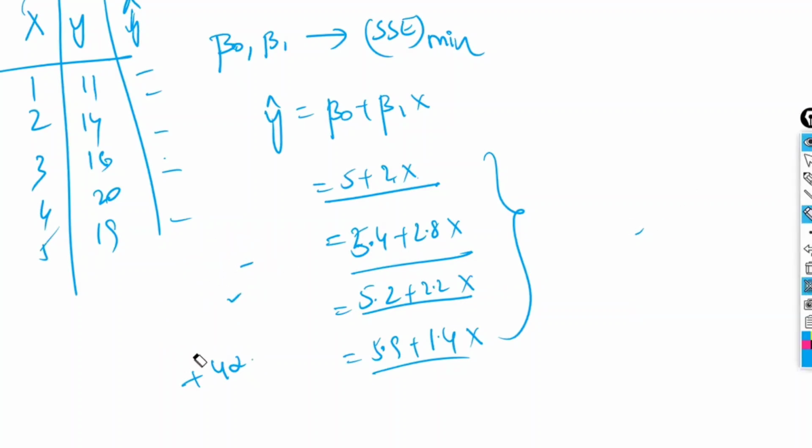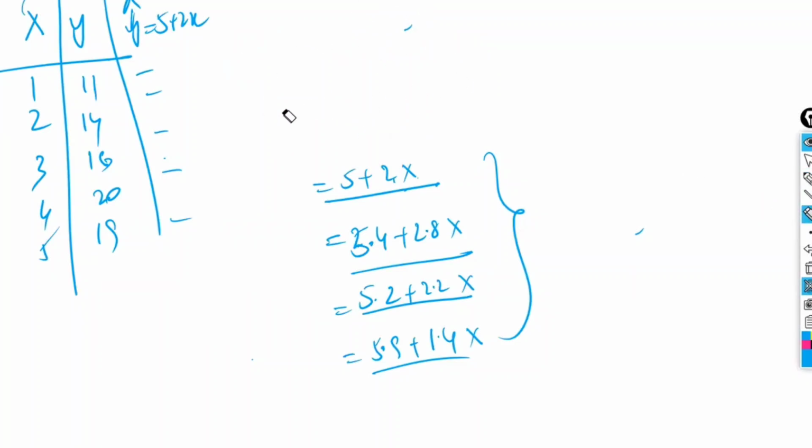So in linear regression, you are just calculating. For example, let us take y hat equal to 5 plus 2x. Let us do the manual calculation, and now you will understand easily. Substitute x equal to 1: 5 plus 2 is 7. X equal to 2: 5 plus 4 is 9. Next one.